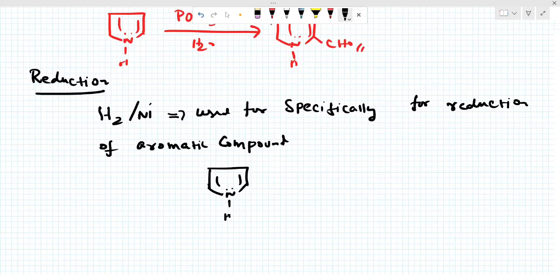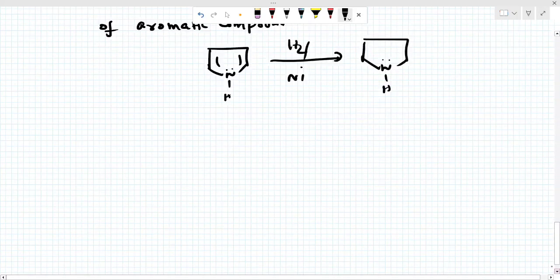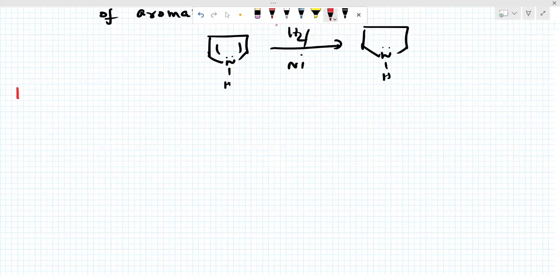use hydrogen and nickel. What is going to happen? How are the double bonds going to reduce? This is the answer. Same. Very simple, right? Now, this is very important. Please note. Exam point, most important. This question can be asked in the exam anytime.